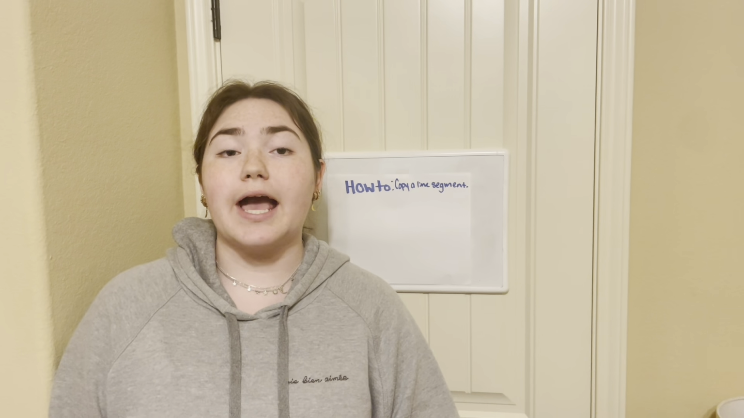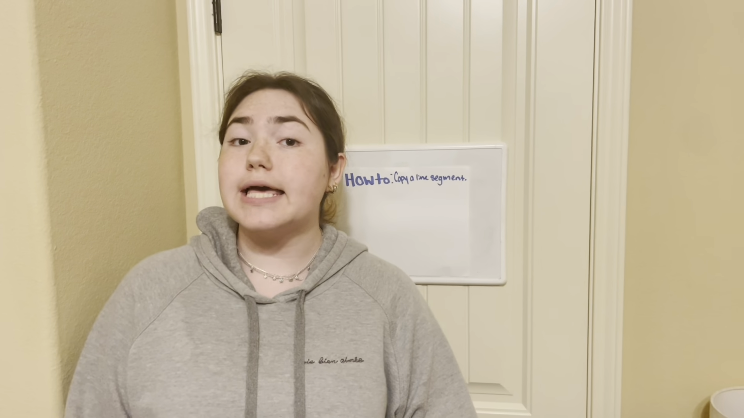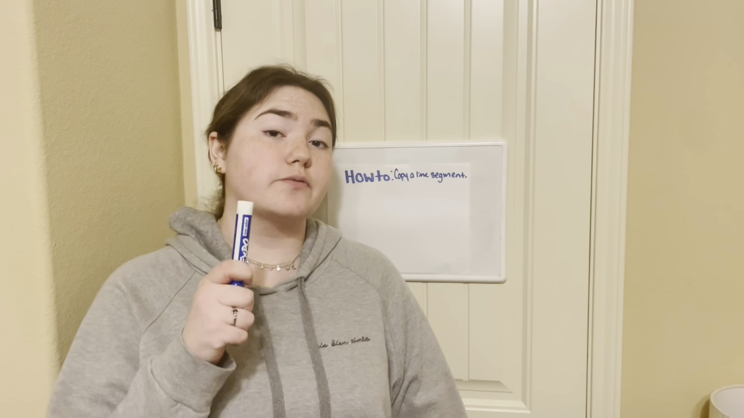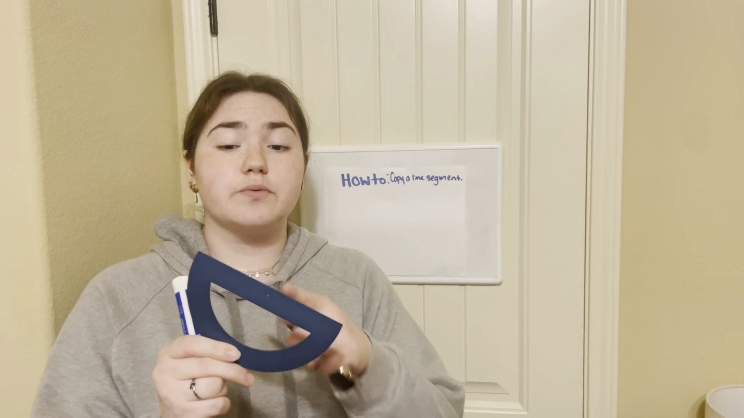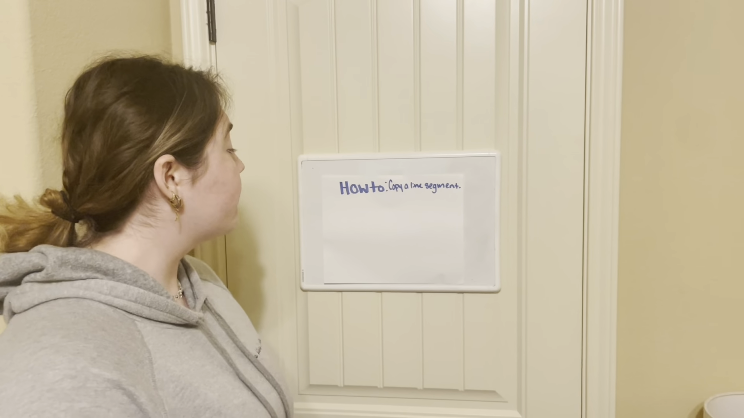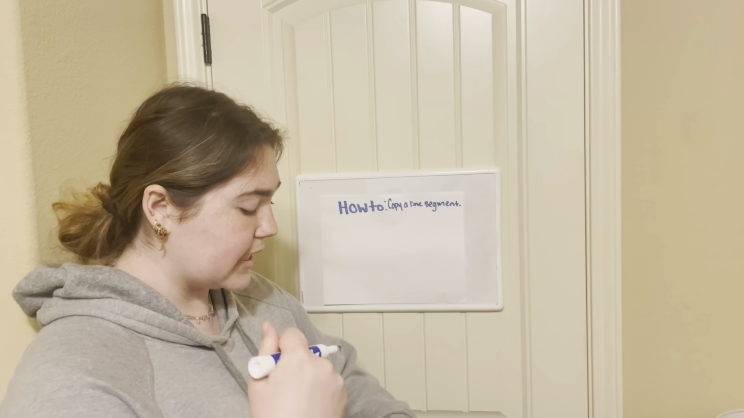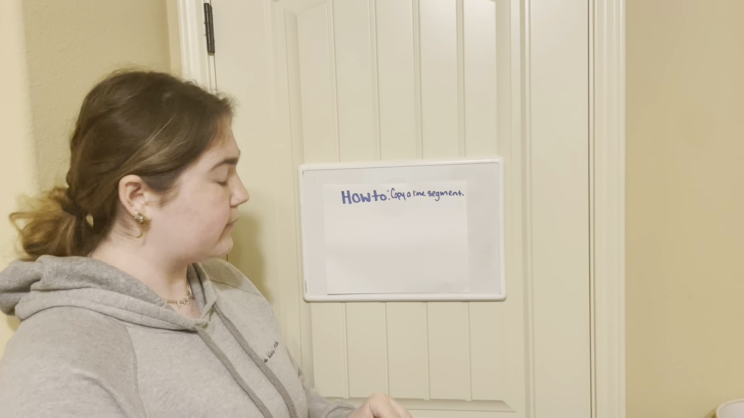I'm going to be covering how to copy a line segment as well as how to construct a set of parallel lines. Some supplies you'll need are a writing utensil, a straight edge, which I'm just using my protractor for this, as well as a compass. Super helpful. So first off, to copy a line segment, we need our original line segment.